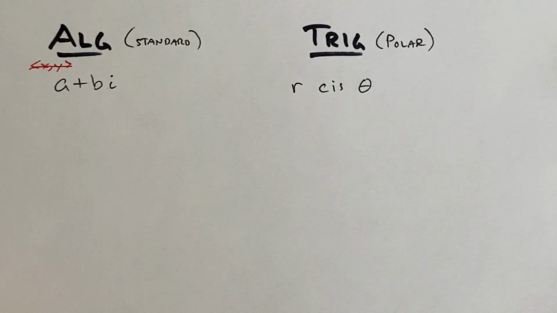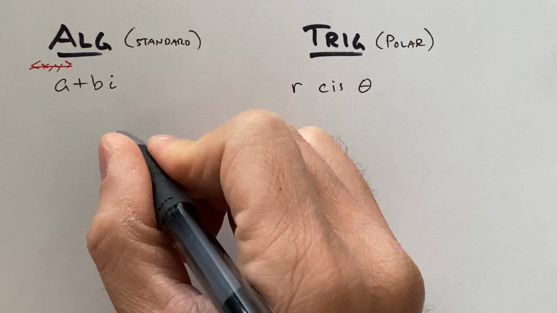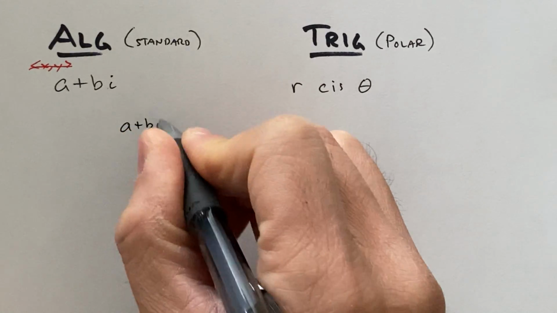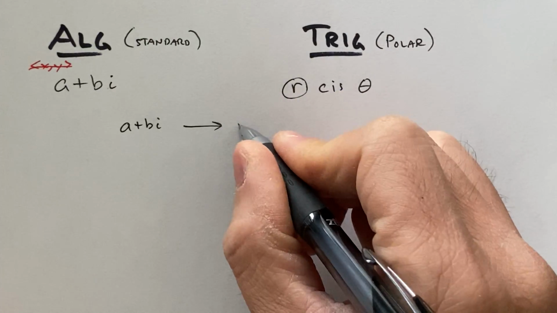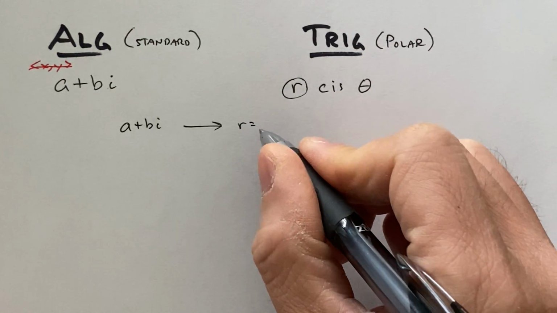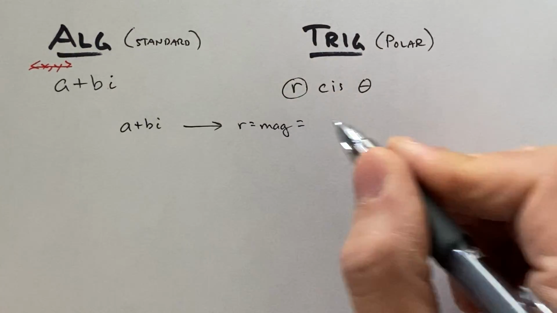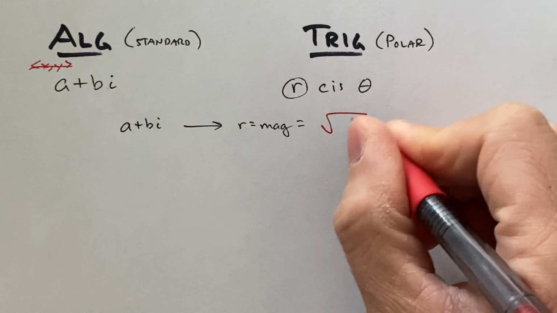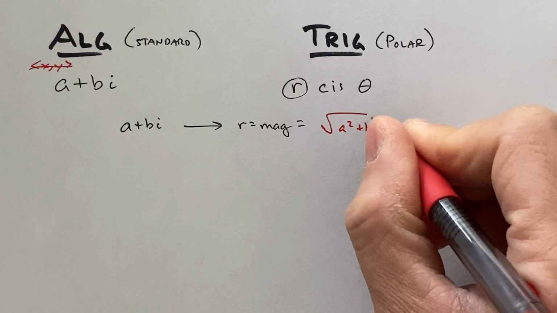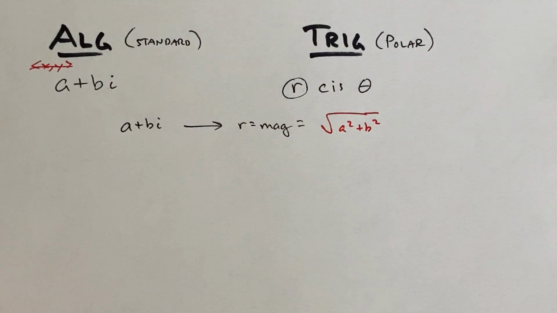Okay? So if I wanted to go from algebra form, a plus bi, into trig form, I need to find r, which is the same thing as the magnitude, which is nothing more than the Pythagorean theorem. Okay, so it's going to be a squared plus b squared. Do not square that i. That i is really just a placeholder to indicate that that's the imaginary component.